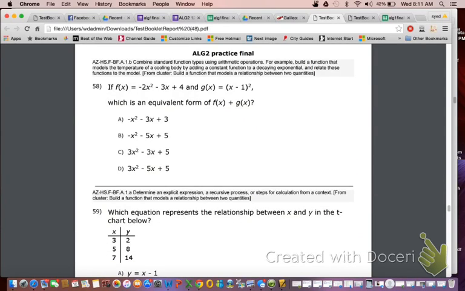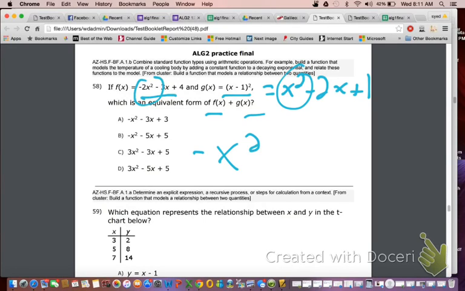Look what it's asking for. It's just asking us to add these. So this plus this, which is that plus that. So this is equal to, you multiply it out, you get this. So you want to add, so this plus this is negative x squared. Negative 3x and negative 2x make negative 5x. So it has to be b. Okay?